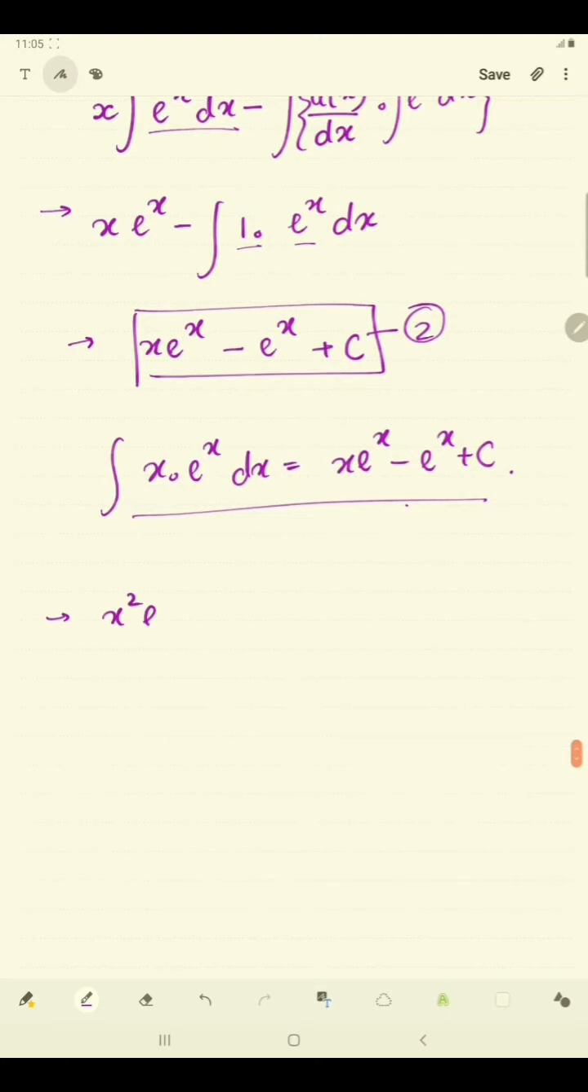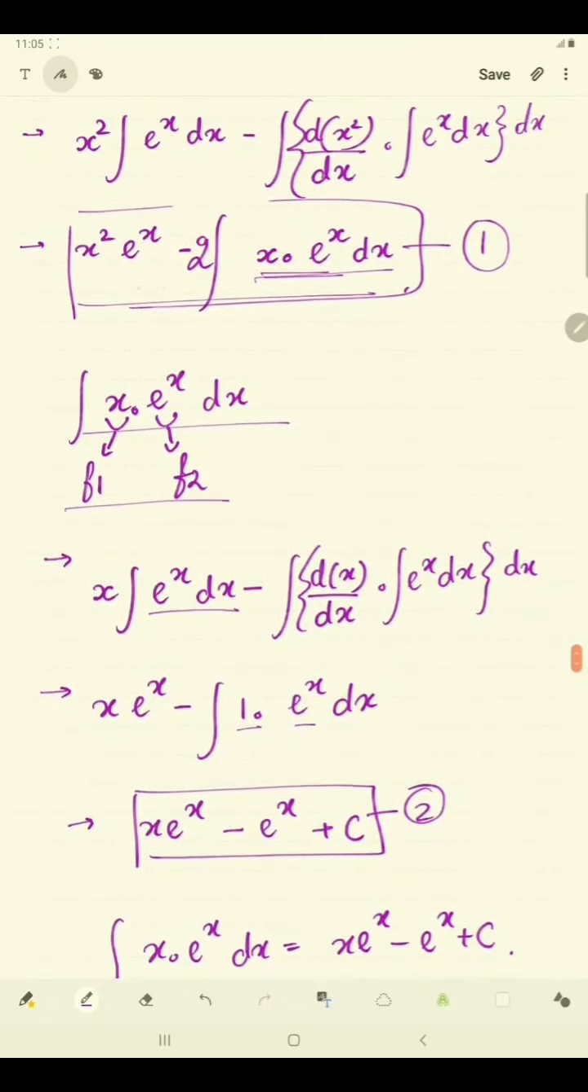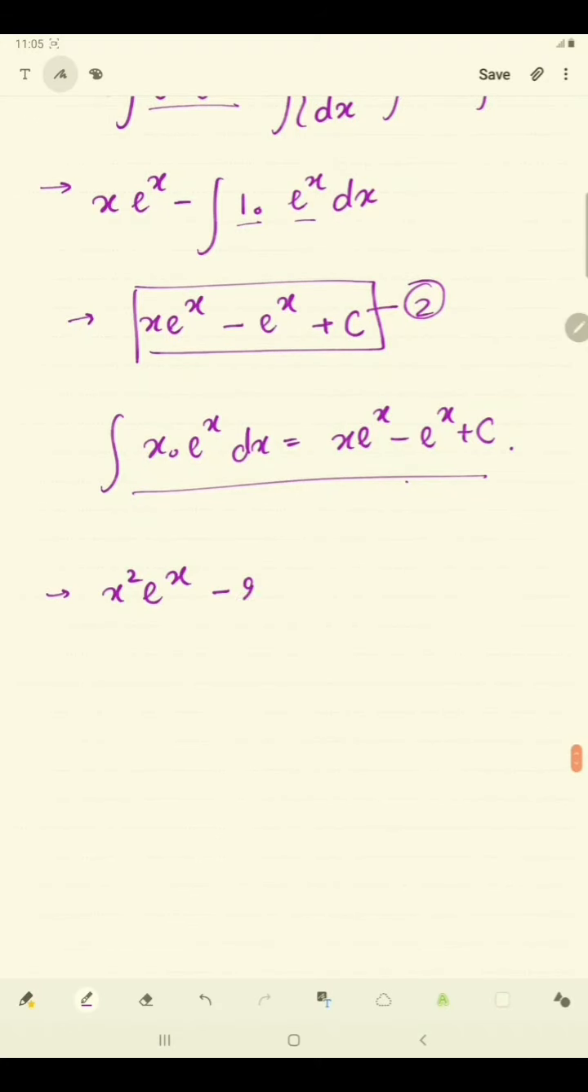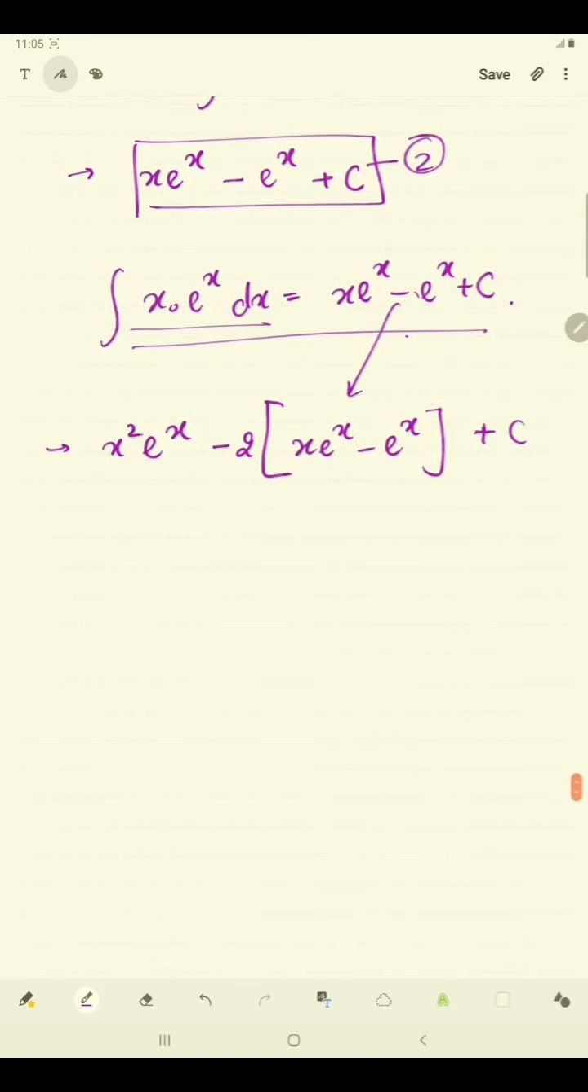So we have x square e to the power x, I'm going to write down the first equation as it is, minus 2. Now since we have integrated this, we need to write this as it is: x e to the power x minus e to the power x plus c. Since c is a constant, we can take it out of the bracket and no need to multiply 2 with it since it's an unknown constant. So we have x square e to the power x minus 2x e to the power x plus 2 e to the power x plus c. So this is the answer to question 3.